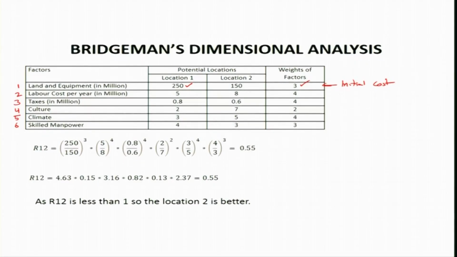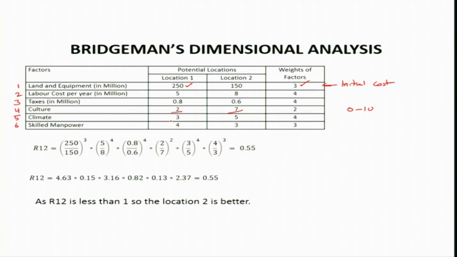Labor cost per year is 5 million for location 1 and 8 million for location 2, and taxes are 0.8 million for location 1 and 0.6 million for location 2. This culture factor we are comparing on a scale of 0 to 10, and I found that from the culture point of view location 1 is better because it has a score of 2, while location 2 is not very good, it has a score of 7, lower the better.